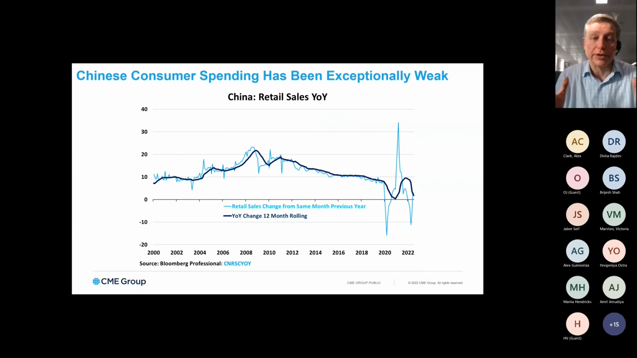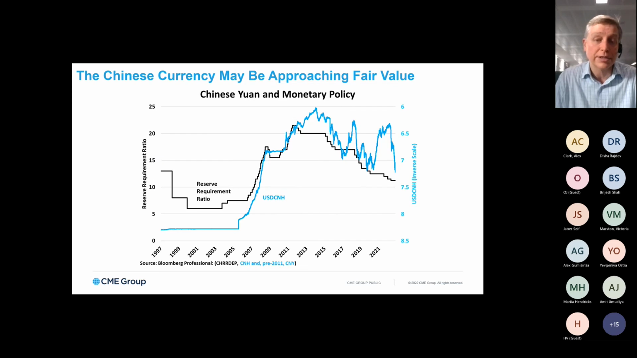You also see it in Chinese retail sales. China's retail sales are in extremely weak shape. They're down by quite a lot. So Chinese consumers don't feel very confident, and they're not spending very much money. You also see this in the Chinese currency. Almost every central bank in the world, except for Japan and China, has been raising interest rates. So you've seen huge interest rate increases in the U.S., in Europe, and in Latin American countries like Mexico and Brazil.